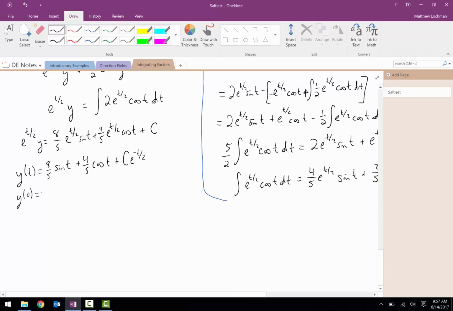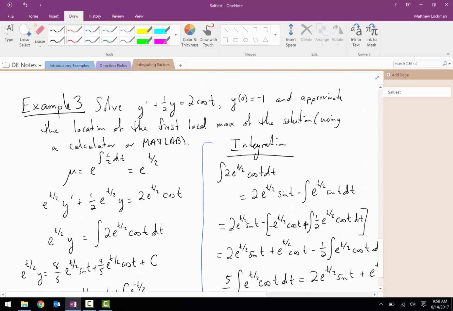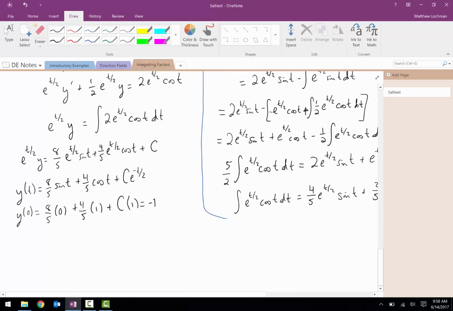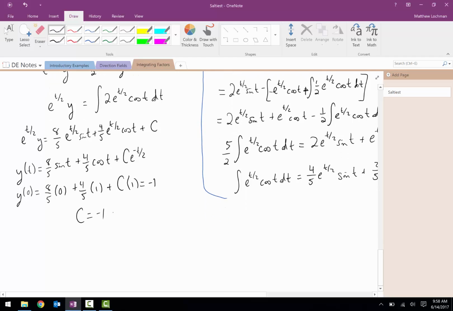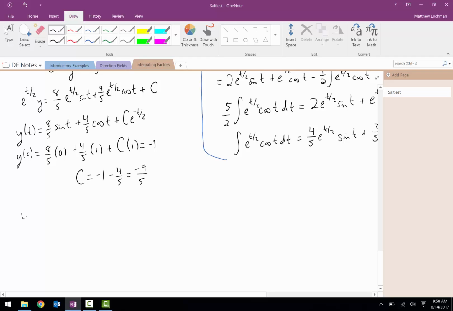If I plug 0 in here, sine of 0 is 0, so this is 8/5 times 0. Cosine of 0 is 1, so this is 4/5, and then this is c times e to the 0, which is 1. And this is supposed to be -1. So then c is -1 minus 4/5, which is -9/5. So the particular solution we're talking about is 8/5 sine t plus 4/5 cosine t minus 9/5 e to the minus t halves.